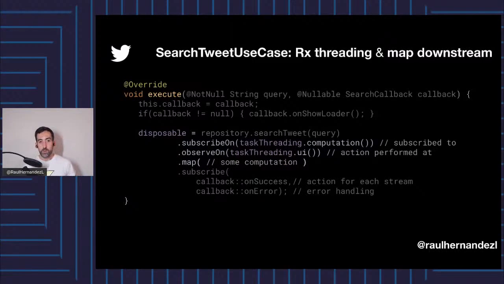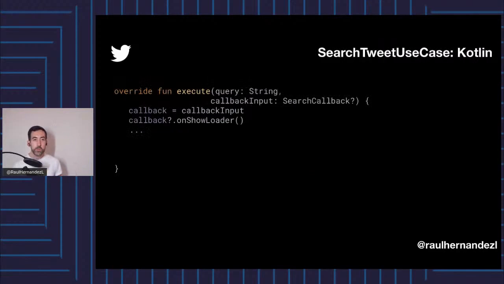Then we'll basically subscribe on the computation scheduler, because we're going to do some computations maybe. And we'll introduce this map for doing those computations if we want to. But we'll observe this in the UI. So that's why we'll use the taskthreading.ui. Then we'll return the type for the lifecycle, this disposable, which is going to be cancelled or disposed later on. But if we want to do the same with Kotlin, I change that.